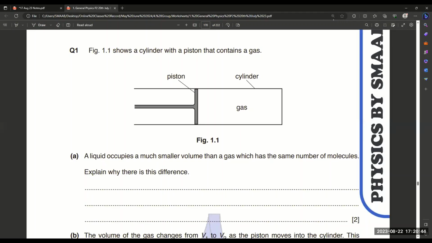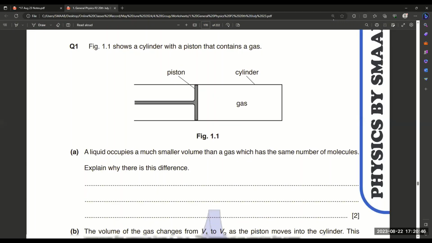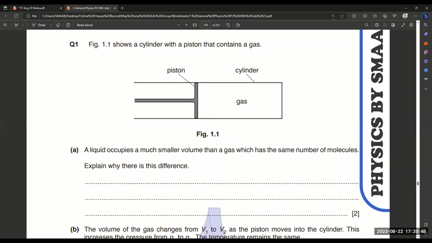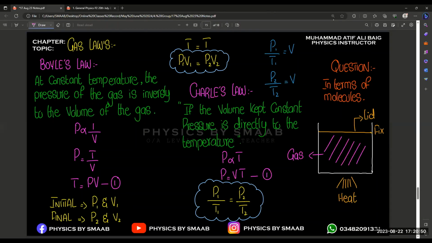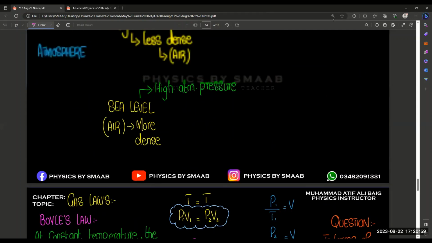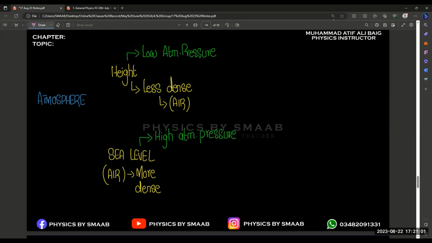Let's suppose we consider one question, because this is the last thing that we need to discuss in this chapter, right? In atmospheric pressure, they only ask about that height. Manometer is already excluded. So whenever you find the concept of manometer, just skip that question. Manometer is completely excluded.